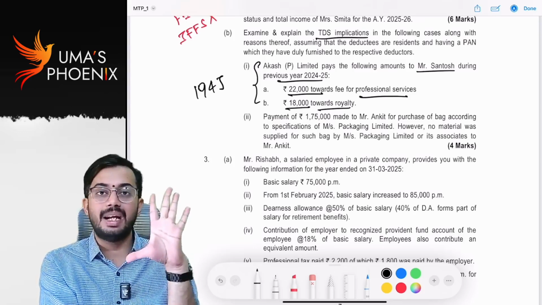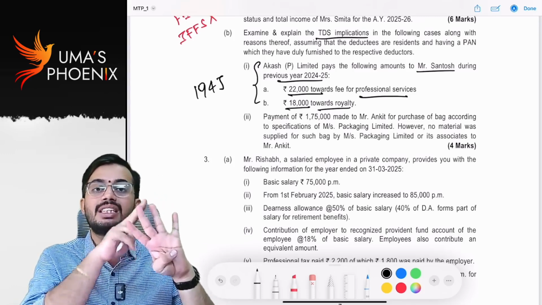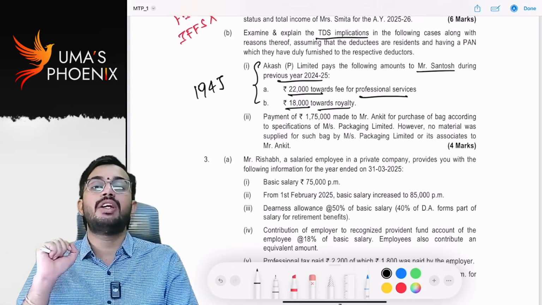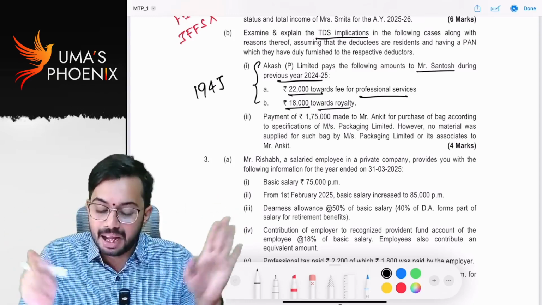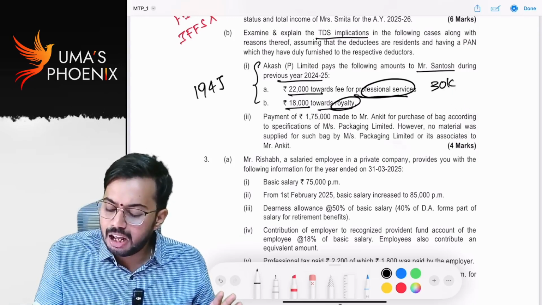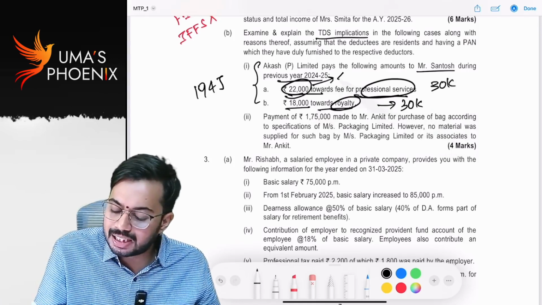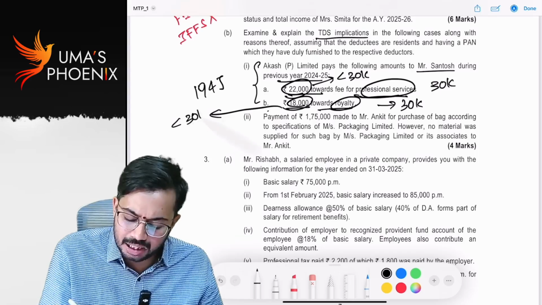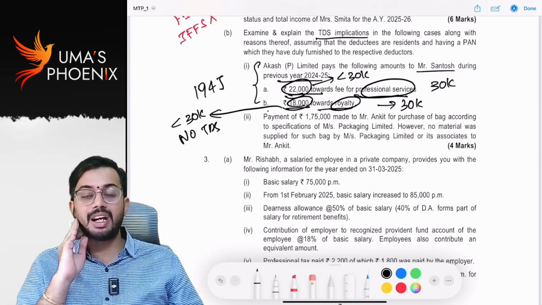Out of the 5 payments, for 4 payments, fees for professional services, technical services, royalty and non-compete fees, a separate threshold limit of 30,000 is applicable for each payment. So you should not combine. For professional fees, a separate 30,000 limit is available. For royalty, a 30,000 limit is available. As 22,000 is less than 30,000 and 18,000 is also less than 30,000, no TDS is required to be deducted. Are you able to understand? Next.